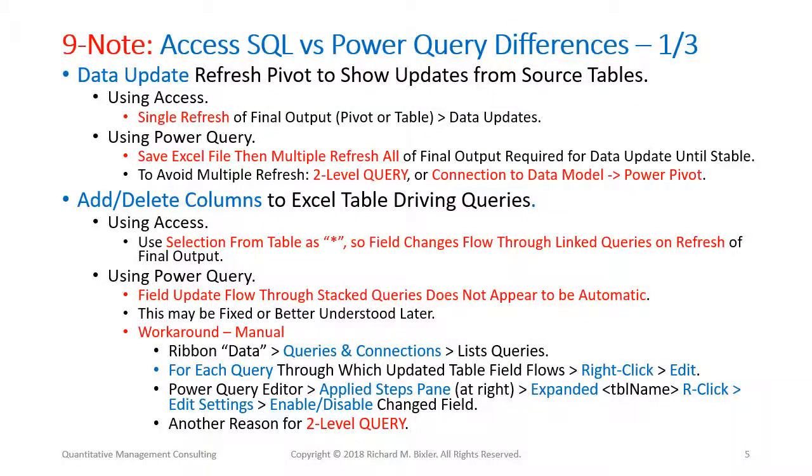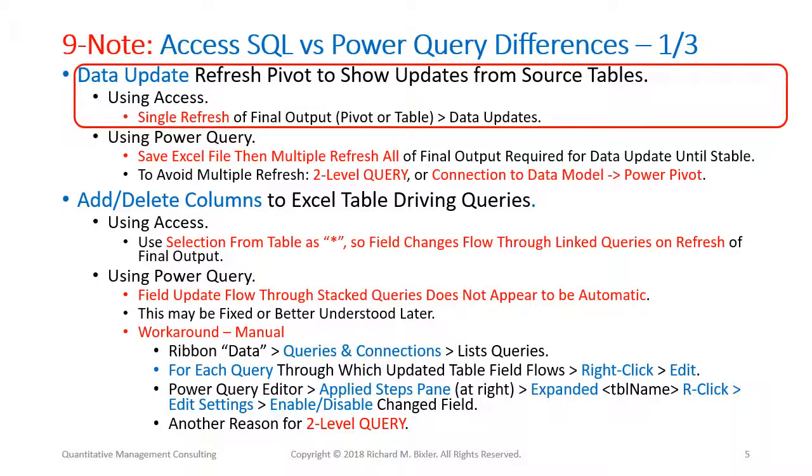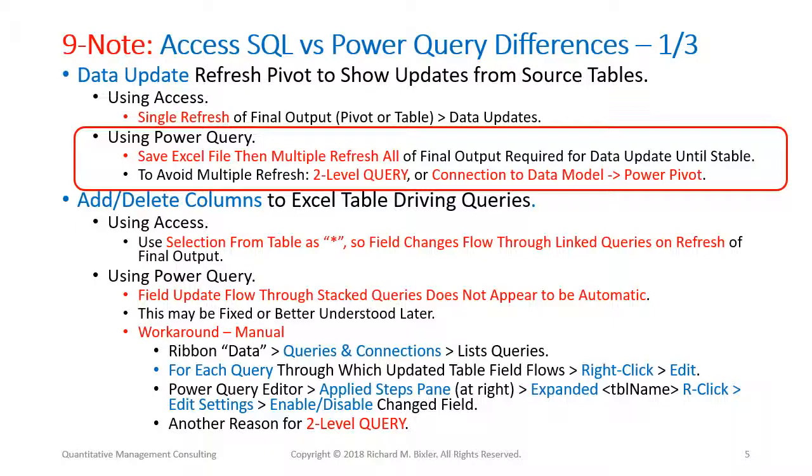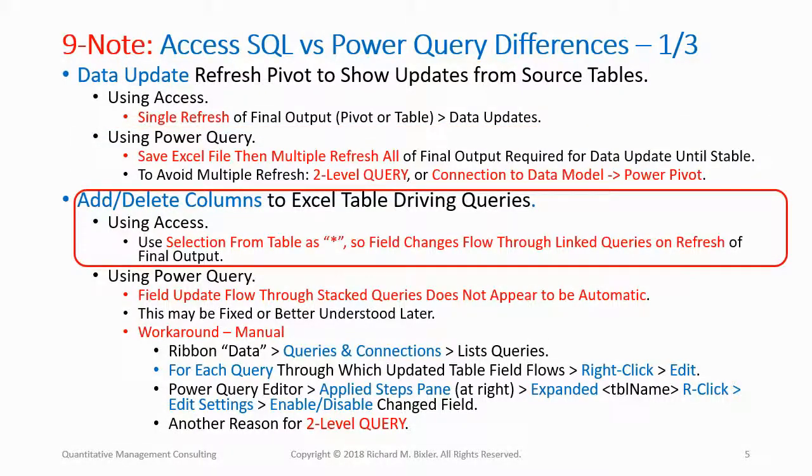Some assessment of differences between using an Excel data connection or PowerQuery. First difference, connecting Access using a data connection, only a single refresh is needed to update pivot tables with updated data in the Excel structured tables. PowerQuery requires multiple refreshes. If you have multiple stacked queries, you need to repeat the refresh until pivot results are stable. You can limit this by building two-level queries, as we did in the example, one level to connect to the tables and one level to link all the tables in a single query.